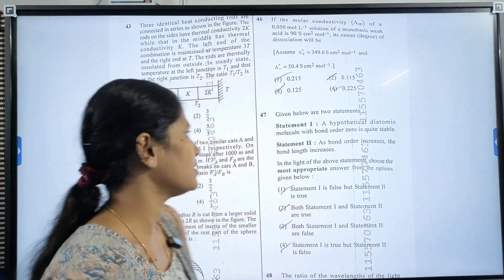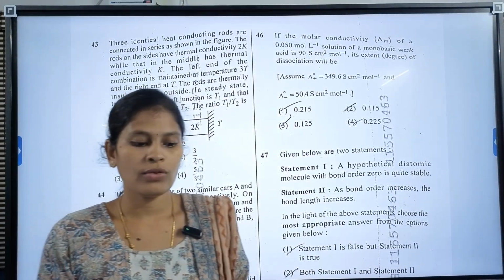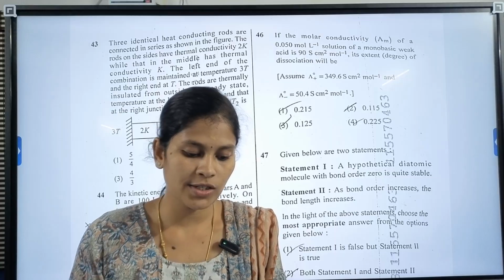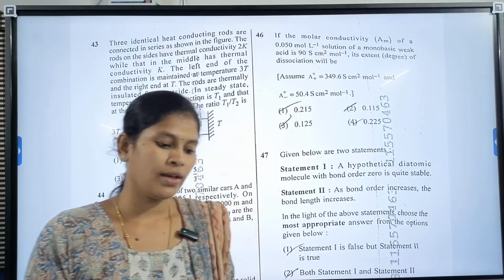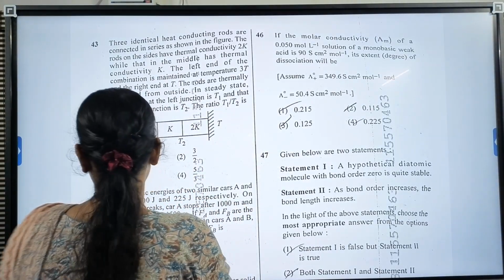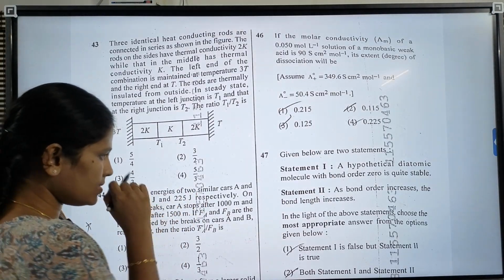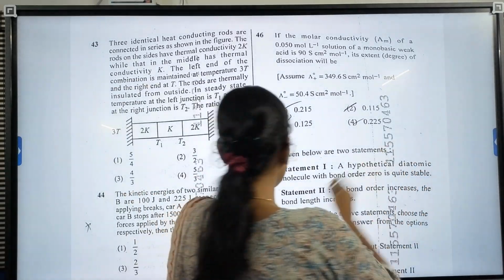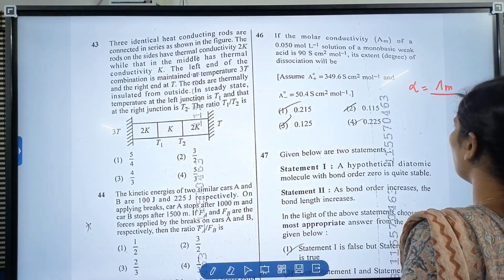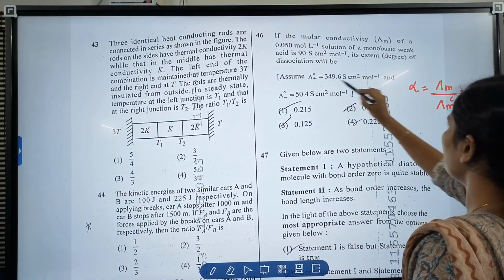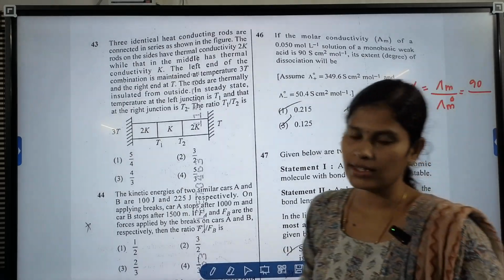Question number 46 here. Molar conductivity of a 0.050 mole per liter solution of a monobasic weak acid is 90 Siemens centimeter square. What is the degree of dissociation? So in such cases, alpha we are going to find out. What is the formula of alpha? Lambda m at any concentration by lambda m naught. Lambda m at any concentration is given as 90 under a different concentration like 0.05.